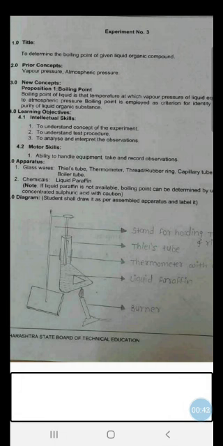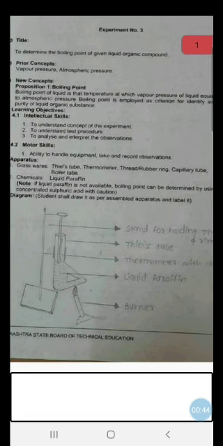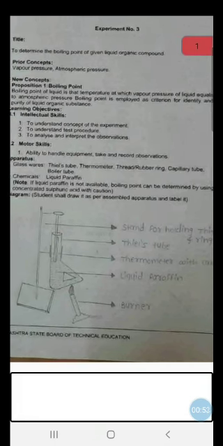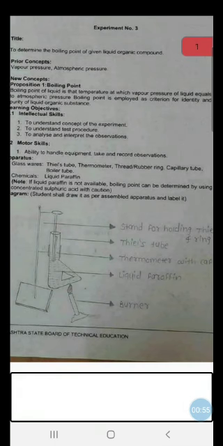Now friends, the boiling point of a liquid is that temperature at which vapor pressure of the liquid equals atmospheric pressure. This is the definition of boiling point. Once again I am repeating, the boiling point of a liquid is that temperature at which vapor pressure of the liquid equals atmospheric pressure.